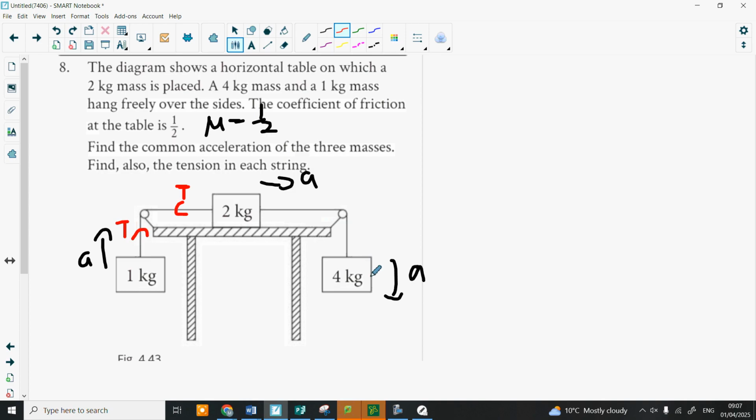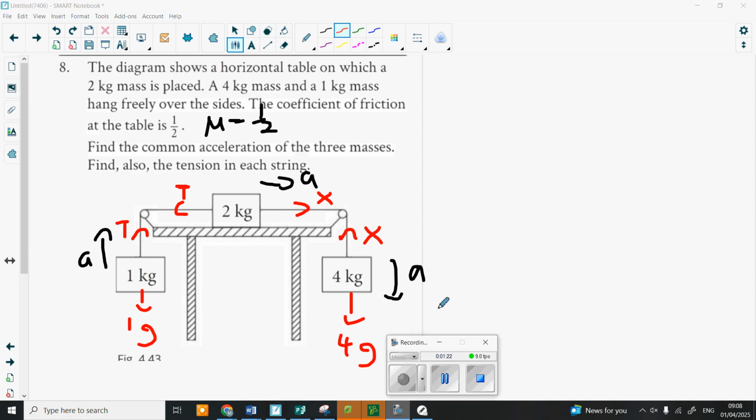On the other side, we're going to make this tension X. Is that right? Tension in the second string is X. And it's on its way downwards, agreed? With 4G. And this one is 1G acting against it. And then X will actually pull the 2 kilogram mass to the right. And we'll pause. So X is the tension in the second string, all right?